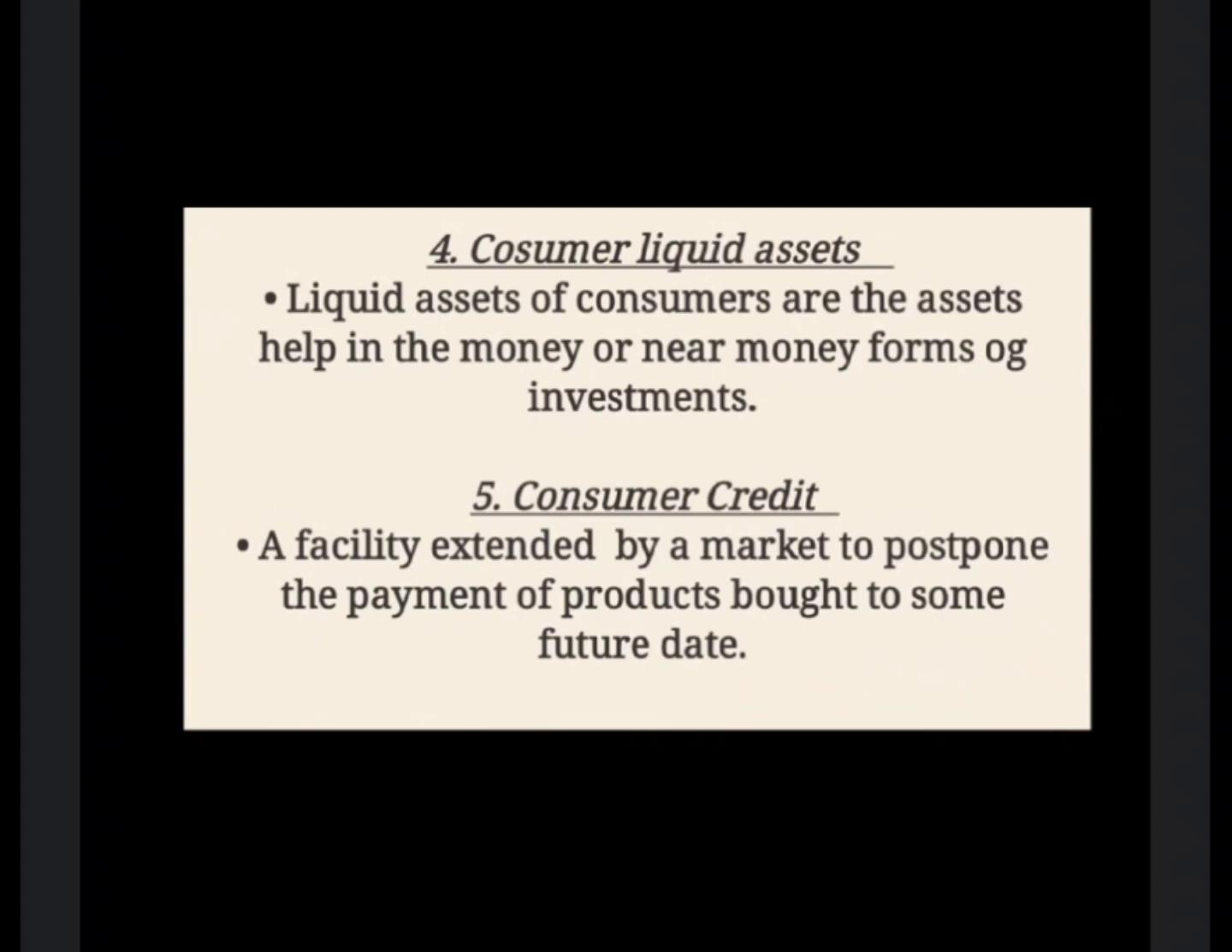So number four is consumer liquid assets. Liquid assets of consumers are the assets held in money or near-money forms of investment. So these are the assets used to help in the money or gain money. So number five is consumer credit, a facility extended by a market to postpone the payment of products bought to some future date. So this is a facility used to postpone a payment when you have the schedule already and you have no money.